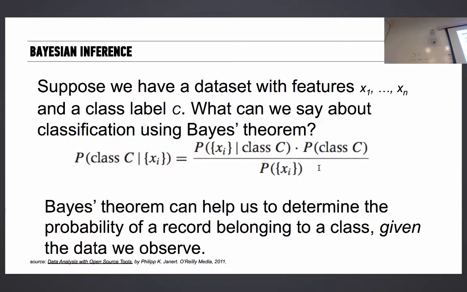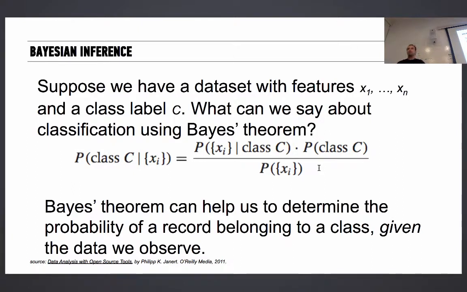What can we say about classification using Bayes' theorem? Well, the probability that you are in class C, given that these features exist, equals Bayes' theorem: the probability that these features exist, given that you are in class C, times the probability of class C, divided by the probability that these features exist. So we're now phrasing machine learning as a form of a complex probability equation.